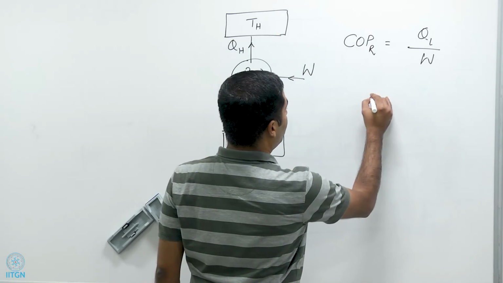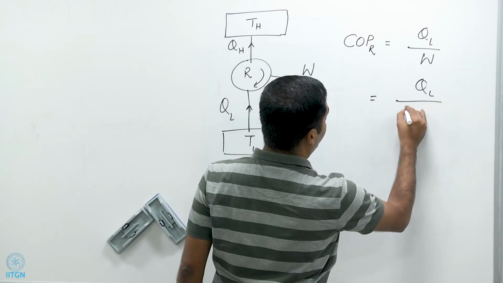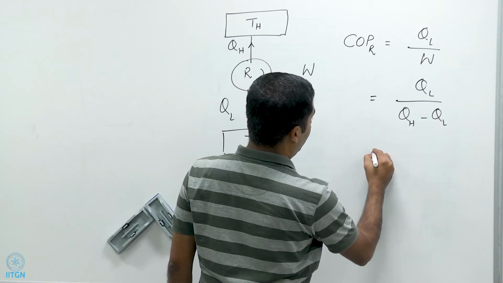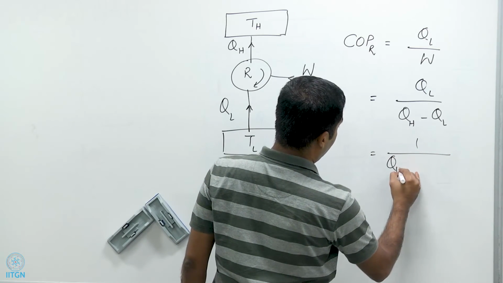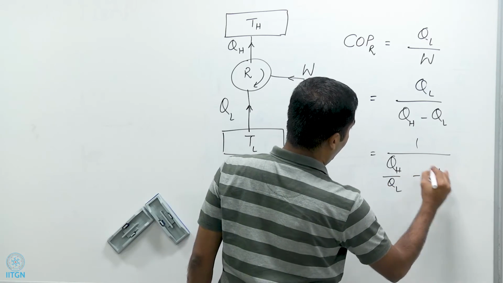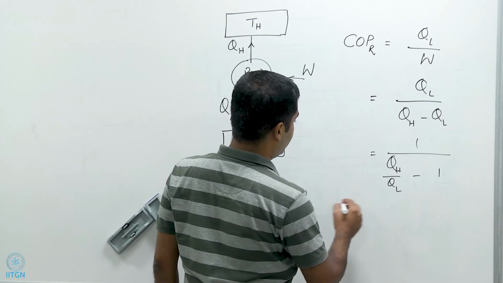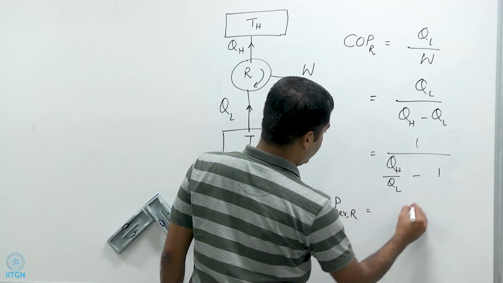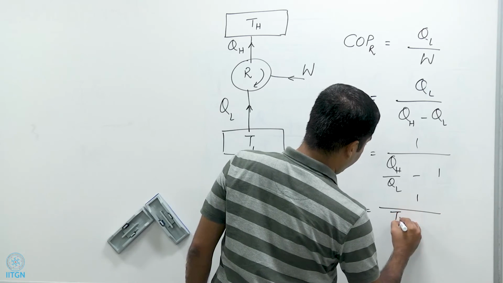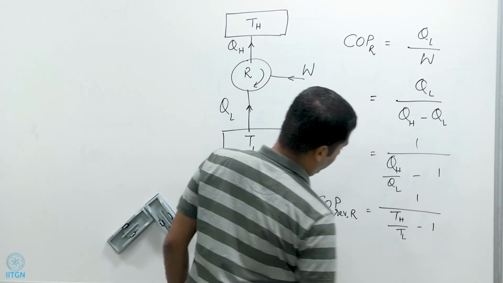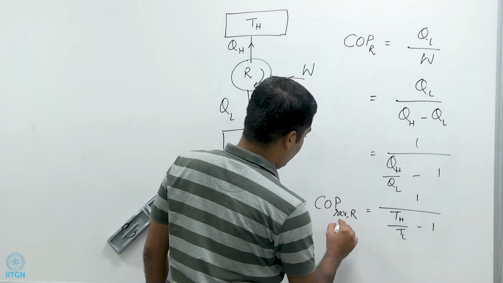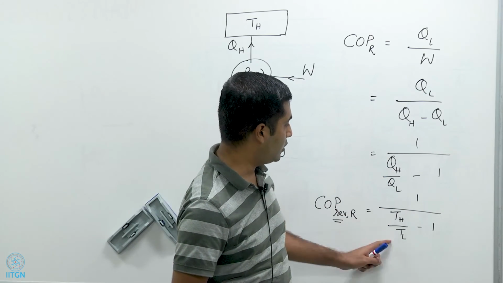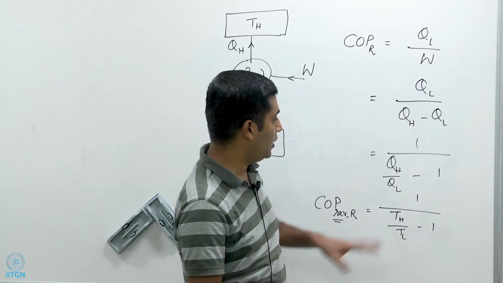So this is equal to QL divided by QH minus QL, and I can always divide this by QL and write 1 by QH by QL minus 1, and so if I have a reversible refrigerator, then I can write this as 1 by TH by TL minus 1. Remember again, that this is only for a reversible refrigerator that I can write QH by QL as TH by TL. If I don't have a reversible refrigerator, I should stop here.